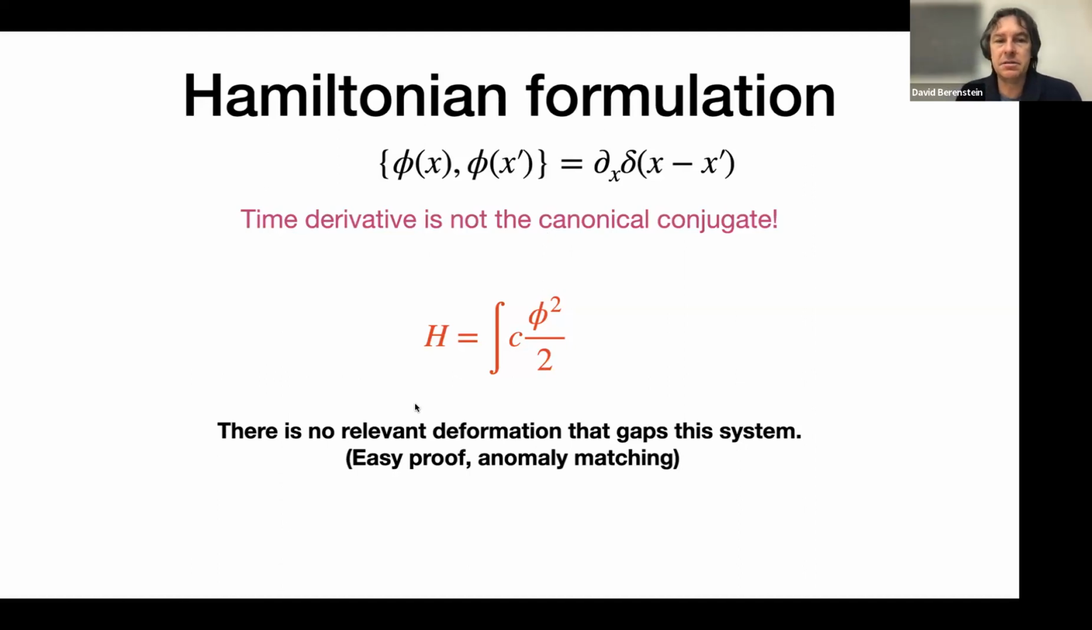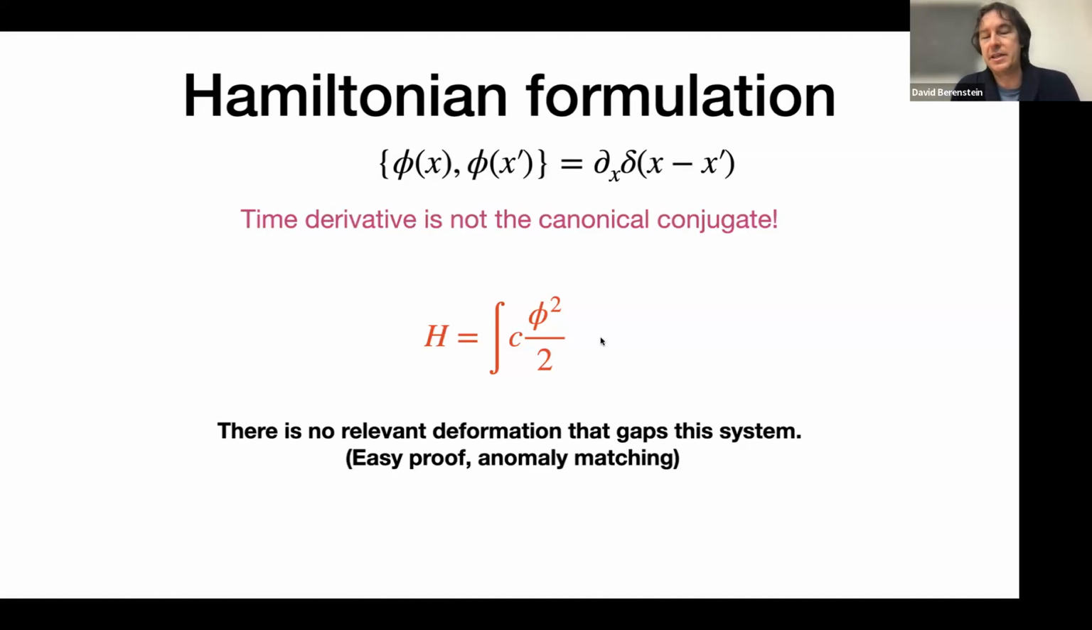And the Hamiltonian that you can write, which includes the speed of light, is an integral of phi squared over 2. Okay, so you look at this system, and if all you're given is the phi's, there's no relevant deformation that gaps the system. It is relativistic. It has a UV with a non-trivial 't Hooft anomaly. So the infrared needs to be gapless also. That would be the way we do it.